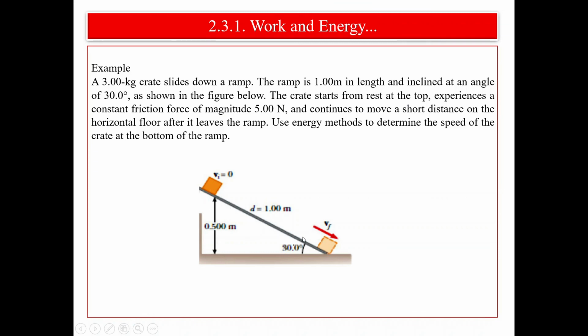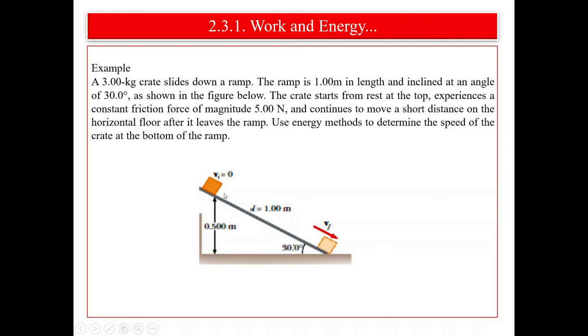The frictional force is 5 Newton, and the crate continues to move a short distance on the horizontal floor after it leaves the ramp. We don't care about that, but we need to care about this distance, the initial, the final, then this height. So use the energy method to determine the speed of the crate at the bottom of the ramp. So we have to get this speed. In order to get this speed, we have the potential energy here, and we have the kinetic energy, but there is also energy loss due to this friction.